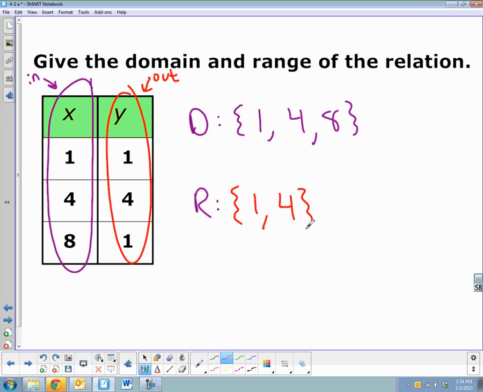4 could come out or 1 can come out. There are only 2 things that could come out, a 1 or a 4. So we only list the things that can come out.